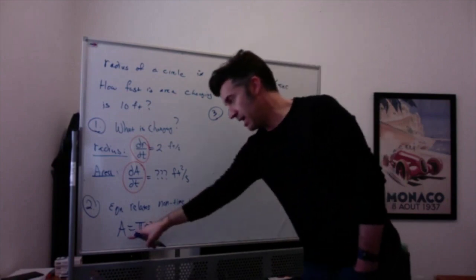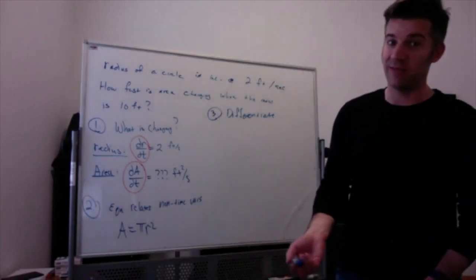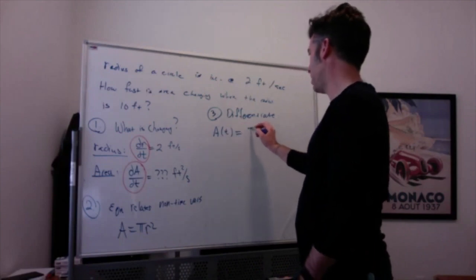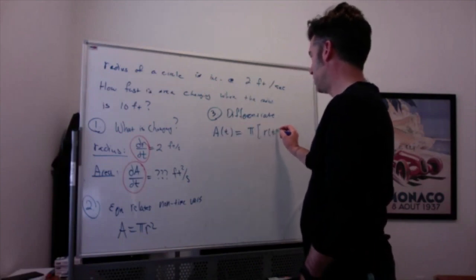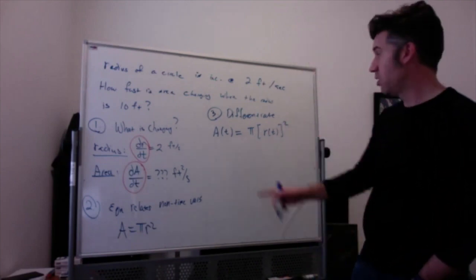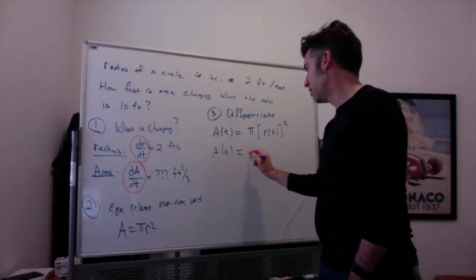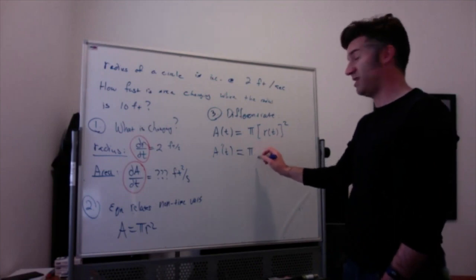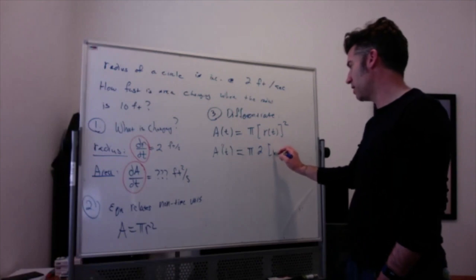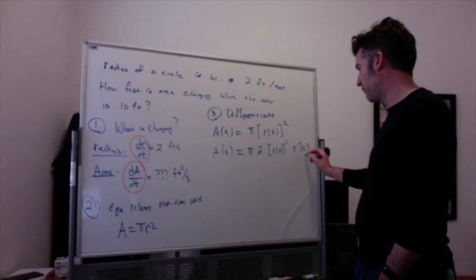So I've got A equals pi r squared, and I could write it like this if I really wanted to. I could write A of t equals pi times r of t squared. I didn't differentiate yet. I'm about to. What's the derivative here? It's A prime of t. And the derivative of pi times some stuff squared is 2 times my stuff to the first times the derivative of that stuff.